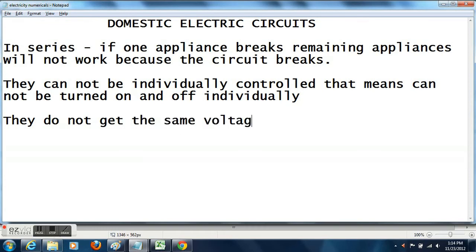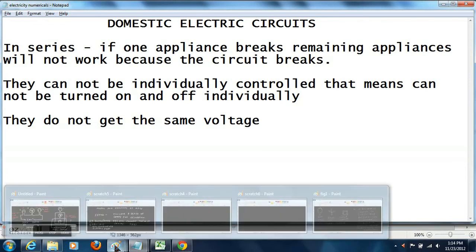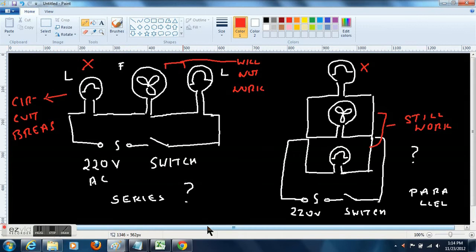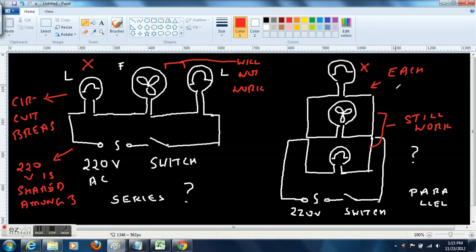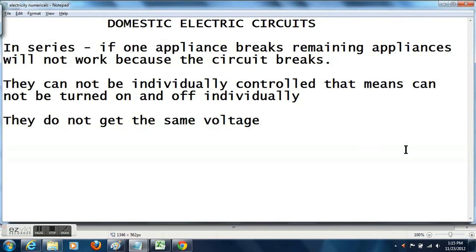Now this 220 volt is shared between all the appliances in a series connection, so they do not get the entire 220 volt. So every appliance will be, for example, if you have multiple lamps connected in series with a 220 volt supply, every lamp will glow in a very dim manner. You will see that they are glowing, but the light will be very dim, whereas in parallel connection every appliance will get 220 volt.